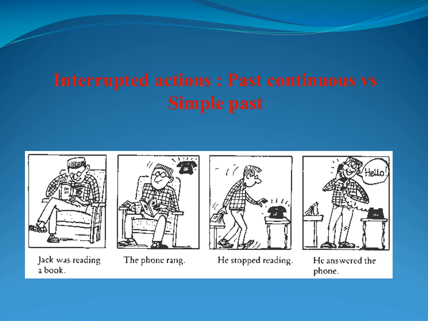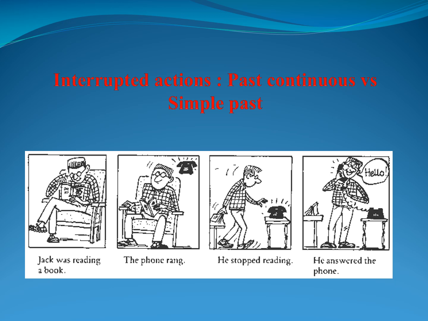Here, another example of the interrupted action, past continuous and the simple past. So look at the 4 pictures we have here. So Jack was reading a book. What happened after? The phone rang. And then Jack stopped reading. So he answered the phone. 4 actions. But there are 2 tenses.